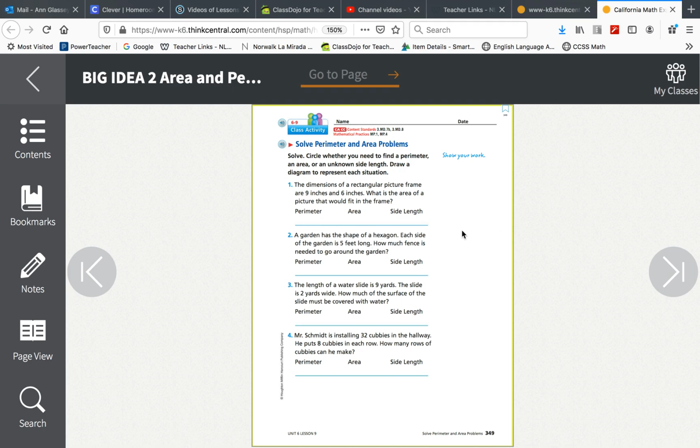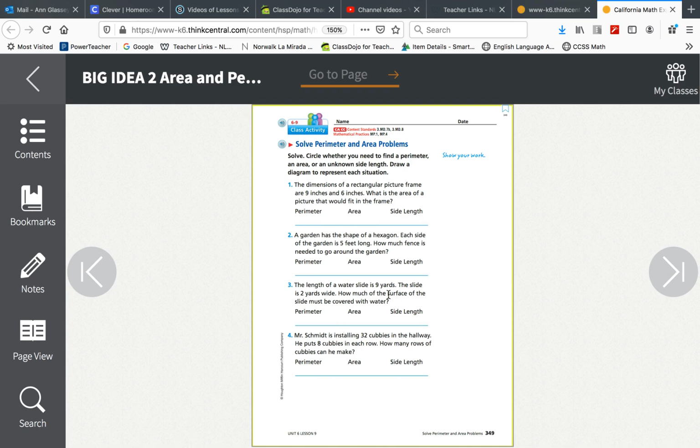Each side is 5 feet long. How much fence is needed to go around the garden? You're going to build a fence around the garden. Each side is 5 feet. Are you finding perimeter around the edge, the area inside, or the side length, which they already gave you? So it's not that one. Solve it and label it. This will not be feet squared because it is not the area.